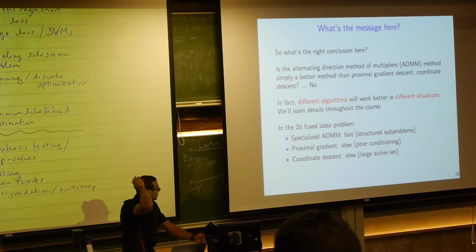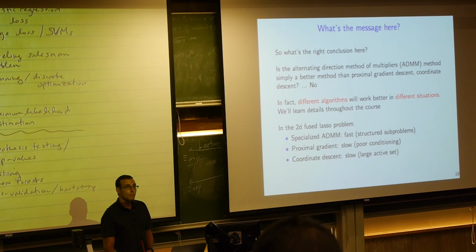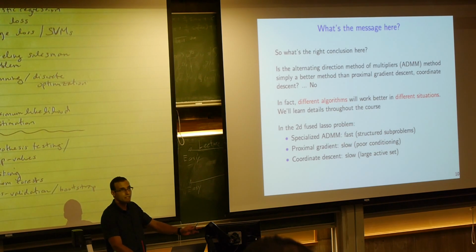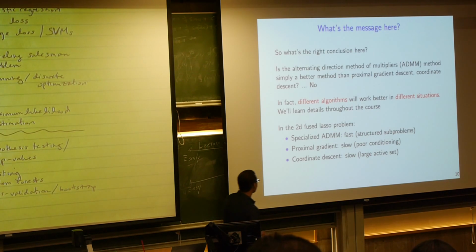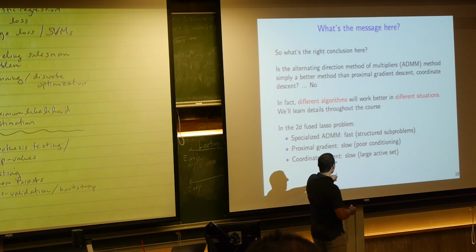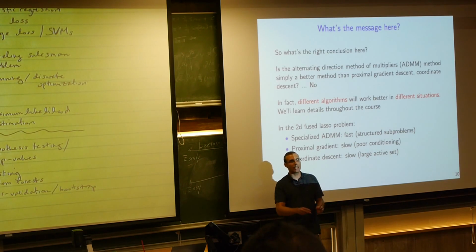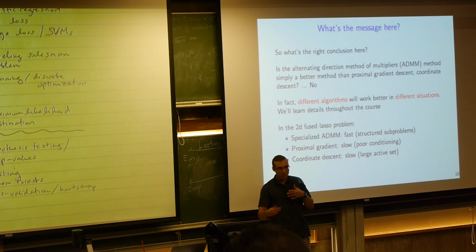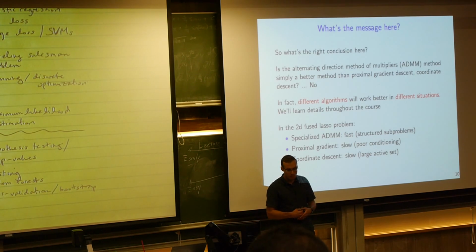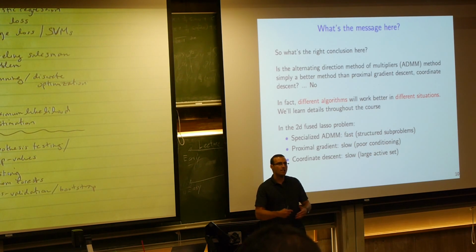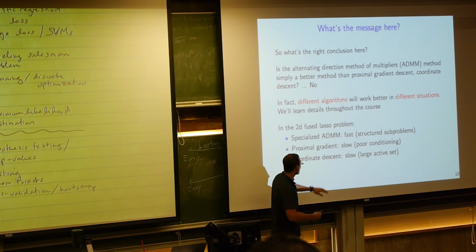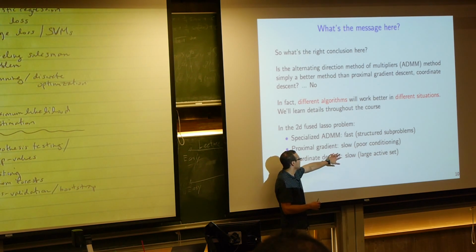Just for future reference, we may come back to this example, though I'm not sure we will. After you learn these methods, you might realize that coordinate descent was slow in this case because what we call the active set in coordinate descent was very large. Because we were applying coordinate descent on the dual problem, it was the wrong setup. So the active set was too large for coordinate descent to converge. That'll make more sense once we learn coordinate descent.